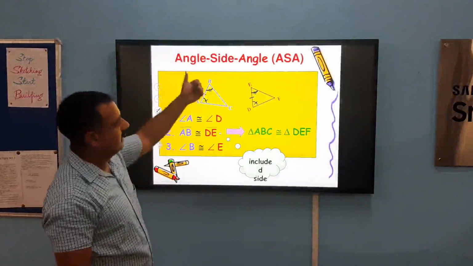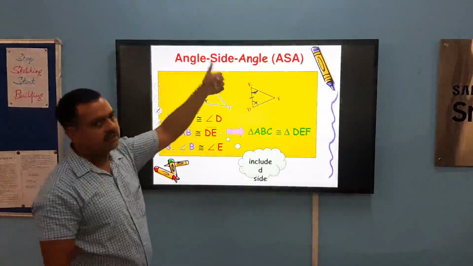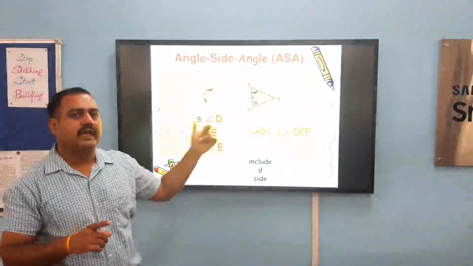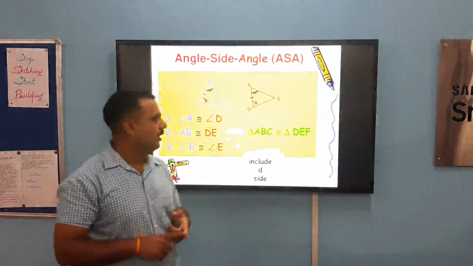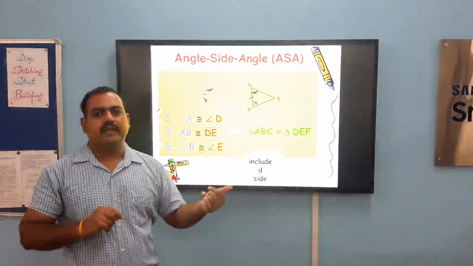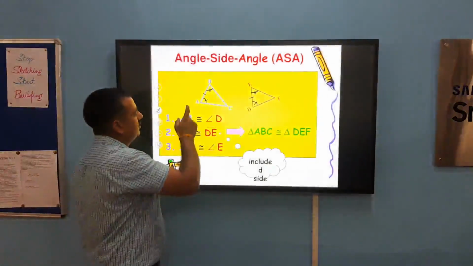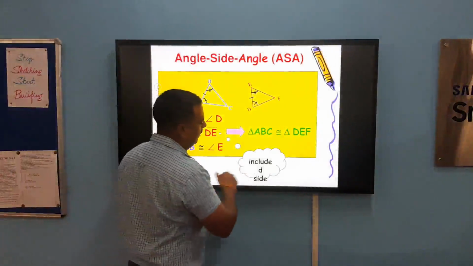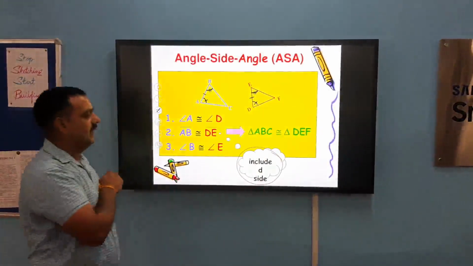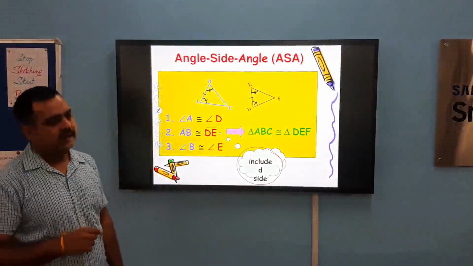Now, similarly, another criterion is angle, side, angle. Here, if we know two angles of two triangles are equal to one another, and the side is equal to one another, but similar to the last postulate, here the side is also an included side.